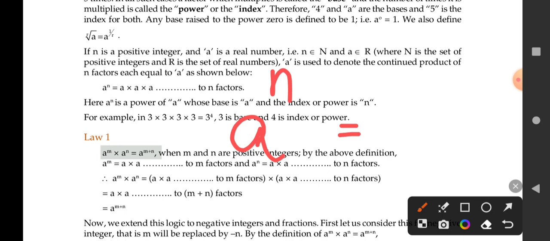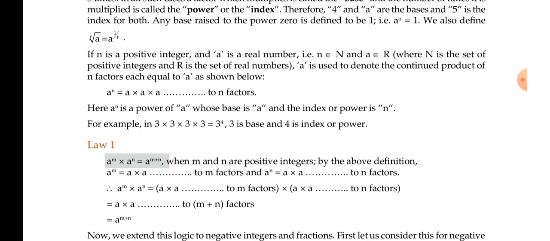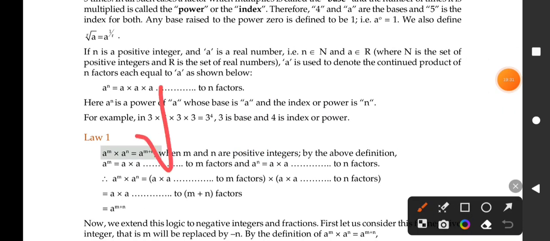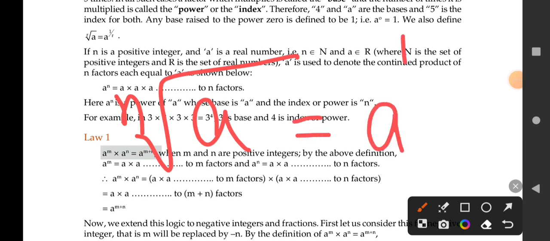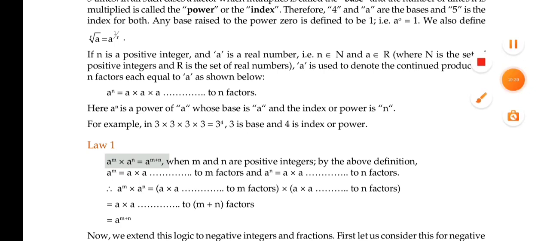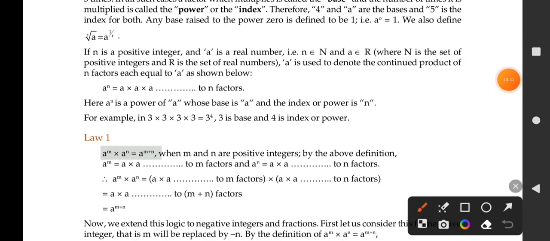Suppose this is a square, so we write it as a squared, and the nth root we write as a power 1 by n. Here they should have written n. So if n is a positive integer and a is a real number, okay.